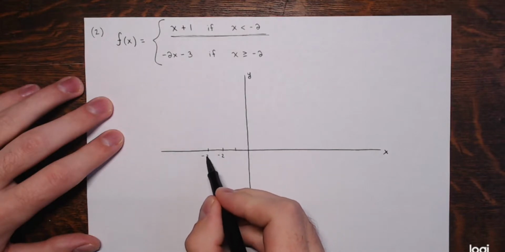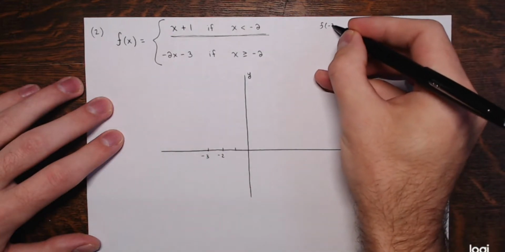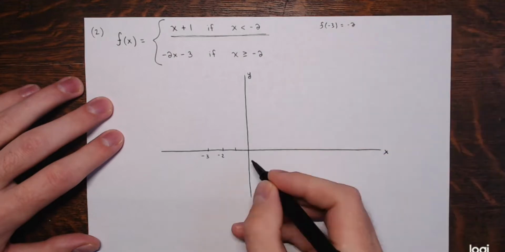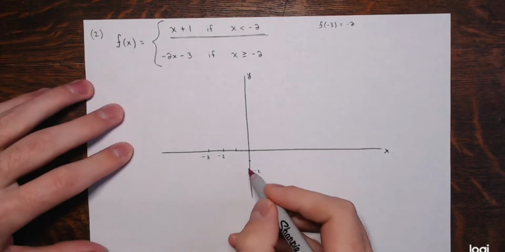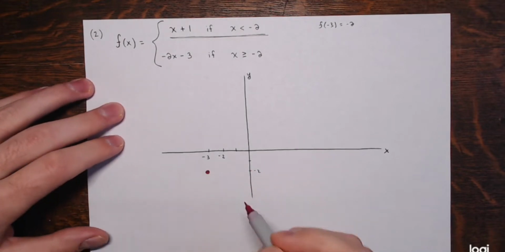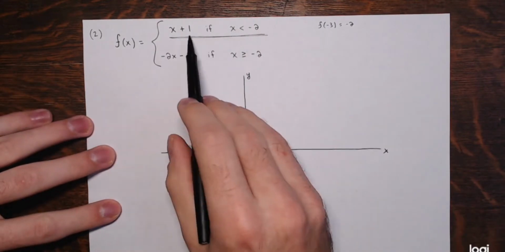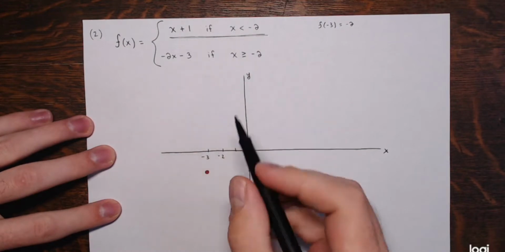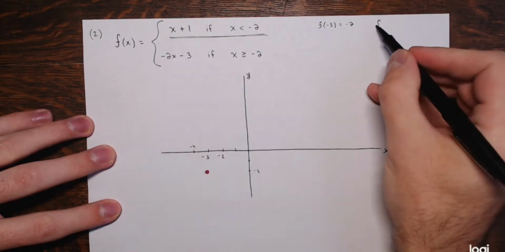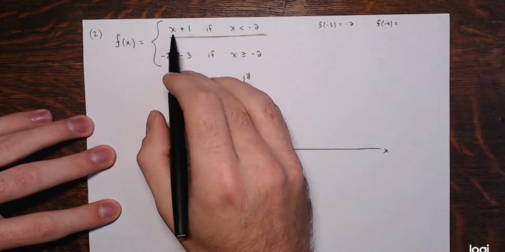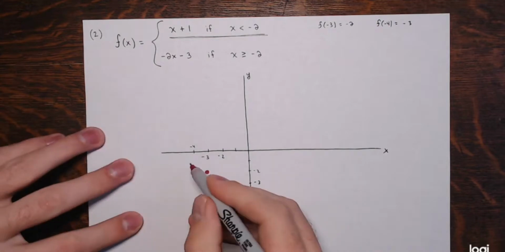So, if x were negative 3, negative 3 plus 1 is negative 2. f of negative 3 would be negative 2. And I'll actually fill that in, since negative 3 actually belongs to the domain of that first piece. Now, I know it's a line, so you only need 2 points. So what about negative 4? Plug in negative 4, say. f of negative 4 is negative 3. And I'll plot that point, negative 4, negative 3.